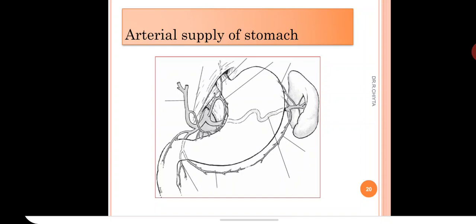Then you see the lowermost arteries along the greater curvature. Left gastroepiploic is a branch of splenic artery. Right gastroepiploic is a branch of gastroduodenal artery.